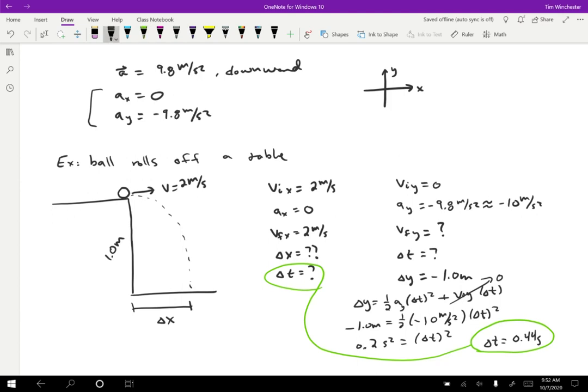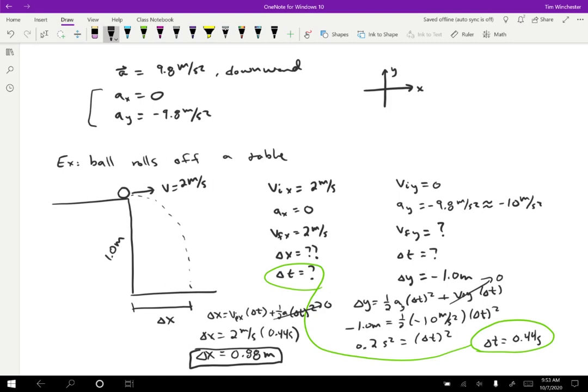Okay, so now we know the time, and we know the velocity, and we can find delta x. Using delta x equals v naught x, or v initial x, times delta t plus 1/2 a delta t squared, but the acceleration is 0 in the x direction, so this term is 0. Then I just get delta x equals the initial velocity, 2 meters per second, times delta t, which is 0.44 seconds, and that comes out to 0.88 meters. So the ball moves 0.88 meters away from the table during the time that it falls.